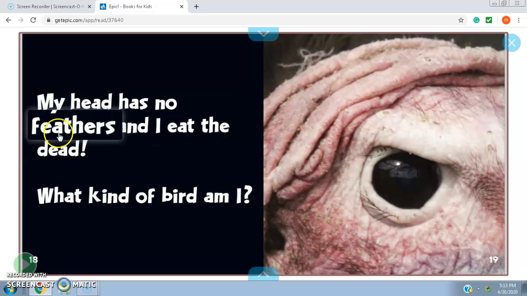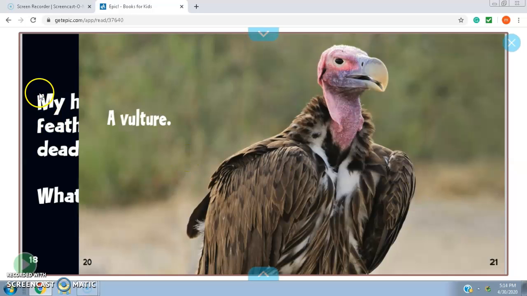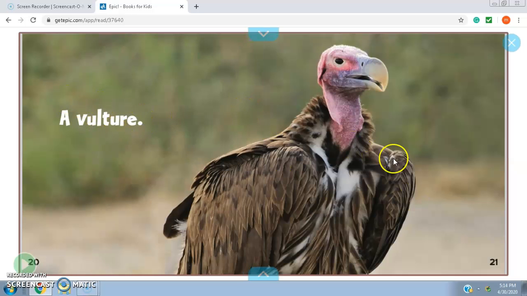My head has no feathers, and I eat the dead. What kind of bird am I? What is he? Okay, let's see. Let's find out who it is. It's a vulture. Vulture.